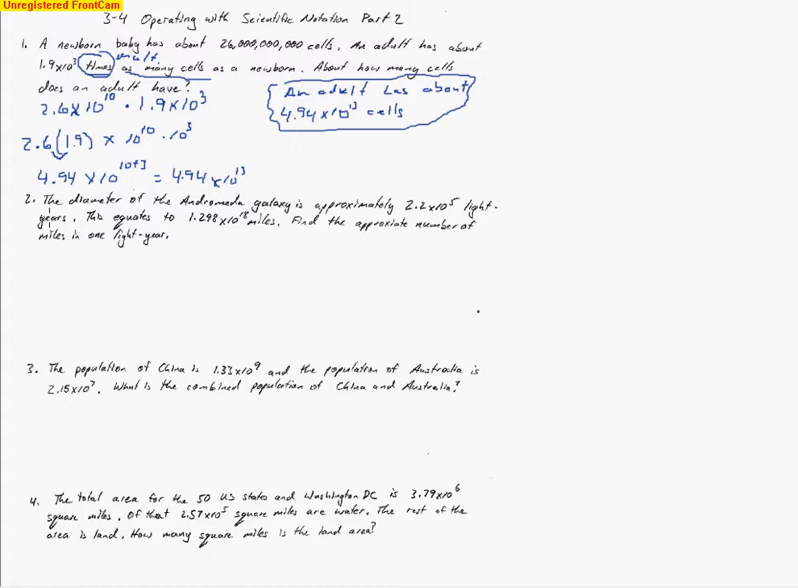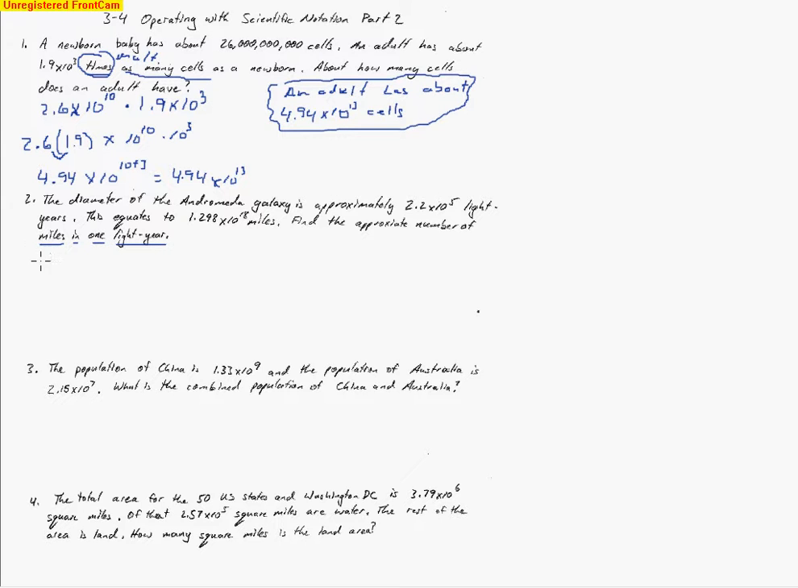Looking at the next one, it says that the diameter of the Andromeda galaxy is approximately 2.2 times 10 to the 5th light years. This equates to 1.298 times 10 to the 18th miles. Sometimes people get so confused reading the numbers, so don't worry about the numbers so much. Let's take a look at what they're looking for. Here's the question: find the approximate number of miles in 1 light year. This gives it away right here, in 1.